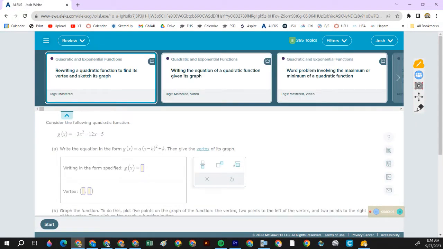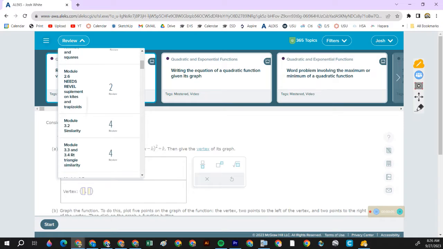So both 4.3 and 4.4 are kind of small, so we lumped them together.